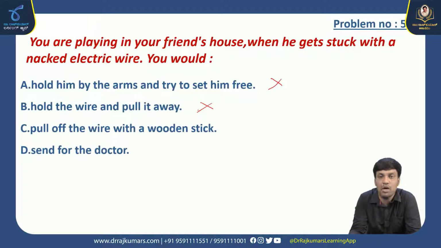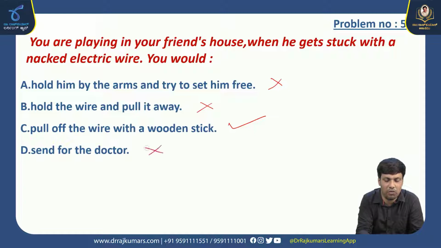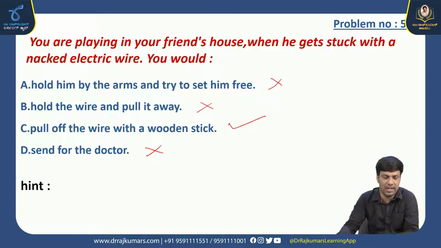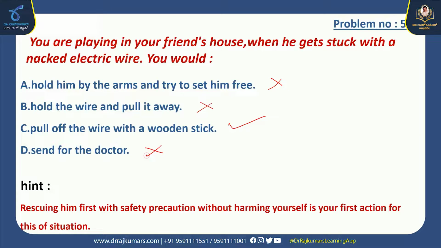Third one, pull off the wire with a wooden stick. You can do this one. As wood is a bad conductor of electricity, it will resist the current flow. So you can pull off the wire with a wooden stick. Sending for a doctor is a secondary thing, but rescuing becomes the most important, so that is not a quick reaction. The better option for this kind of situation is to pull off the wire with a wooden stick. Let's see the hint now: rescuing him with safety precautions, without harming yourself, is your first action for this kind of situation. So the right option is answer C.